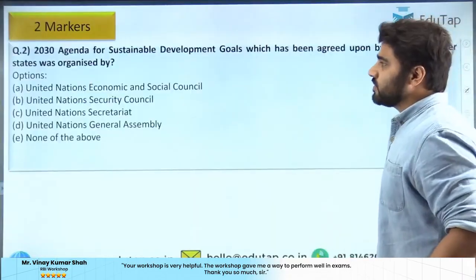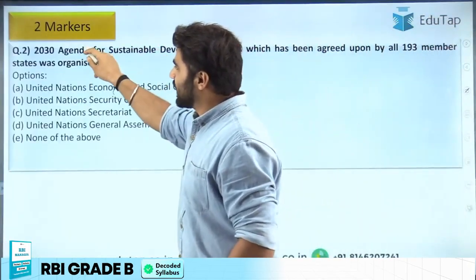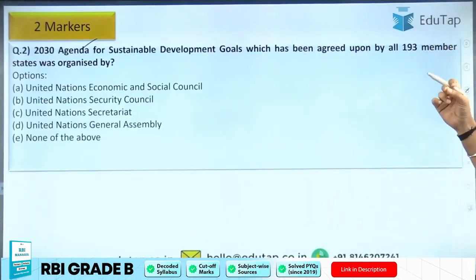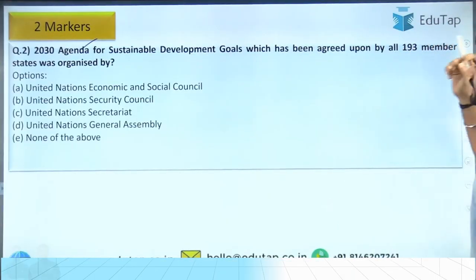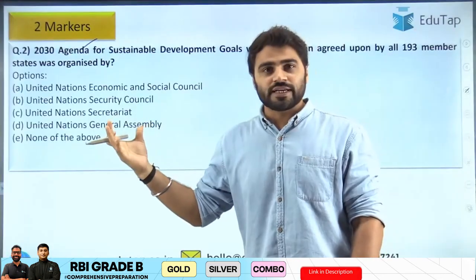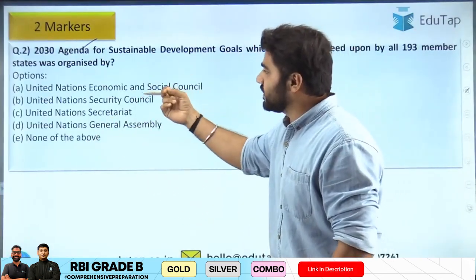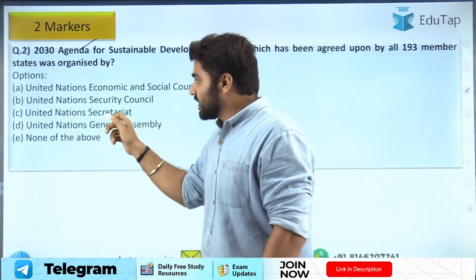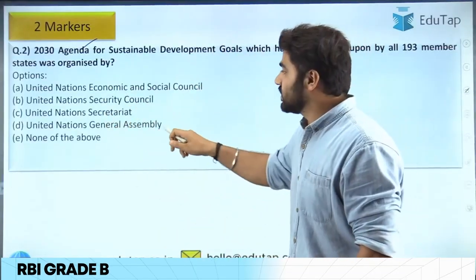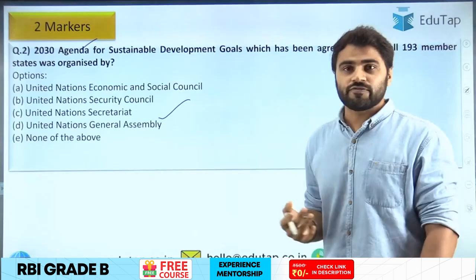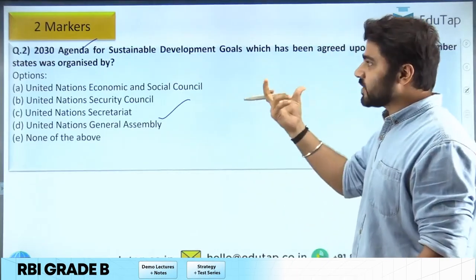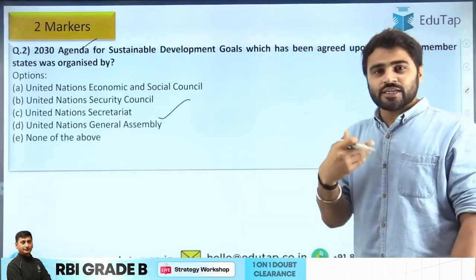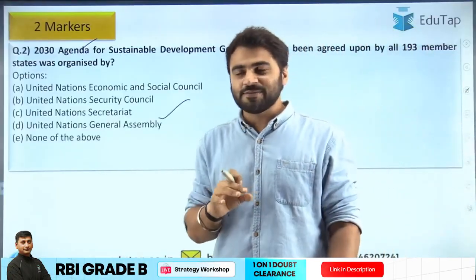Now let's move to question number 2. Question number 2, again an easy question. The 2030 Agenda for Sustainable Development Goals, which has been agreed upon by all 193 member states, was organized by: your options are United Nations Economic and Social Council, United Nations Security Council, United Nations Secretariat, United Nations General Assembly, or none of the above. So guys, do let me know what is the right answer for this question. Sorry guys, actually I am not well, so you have to manage a little bit.